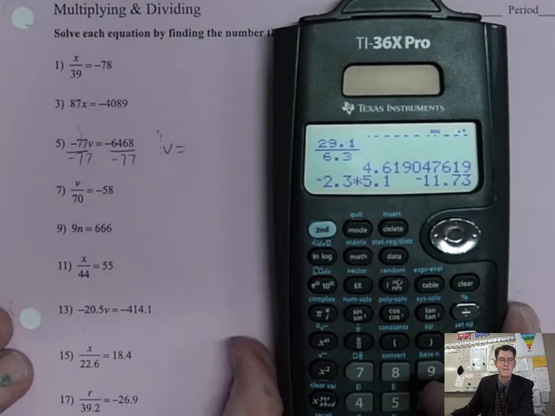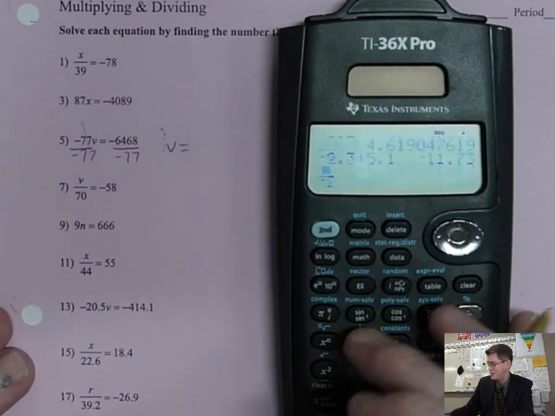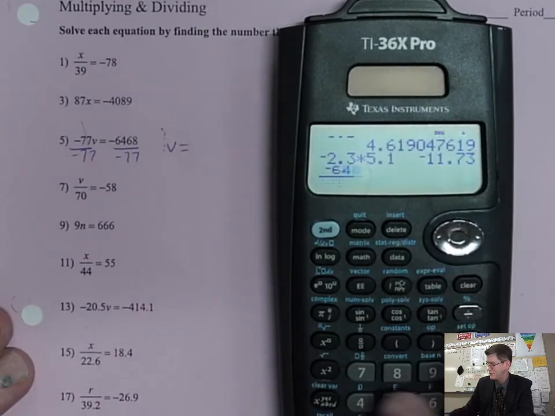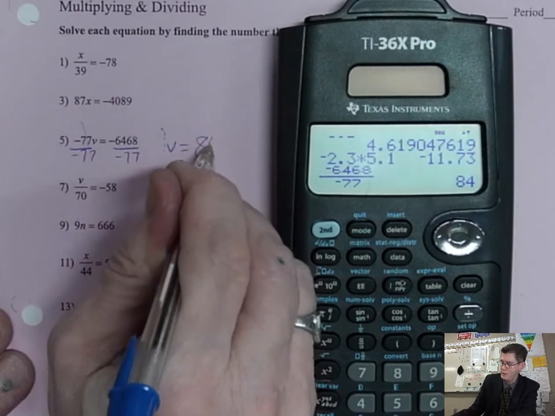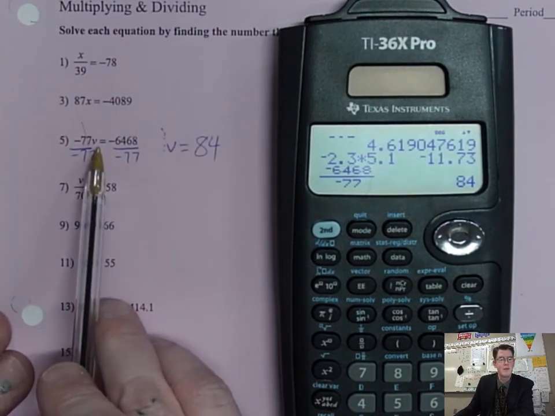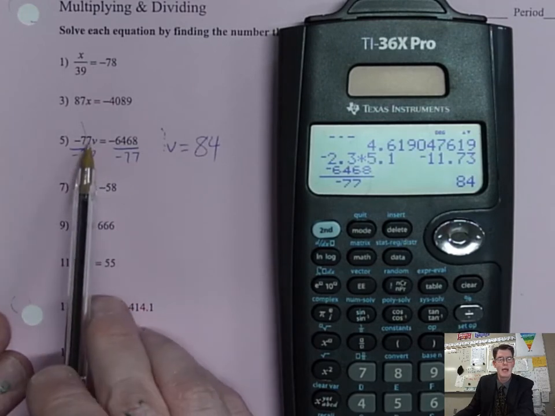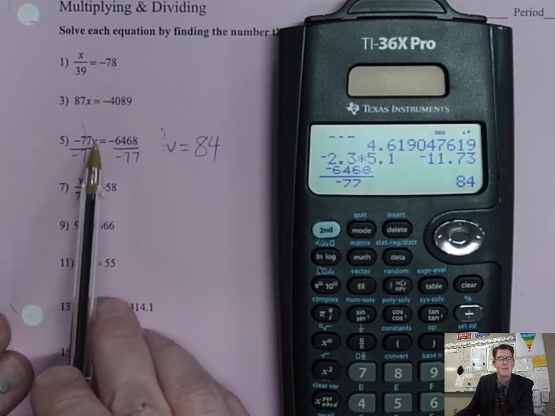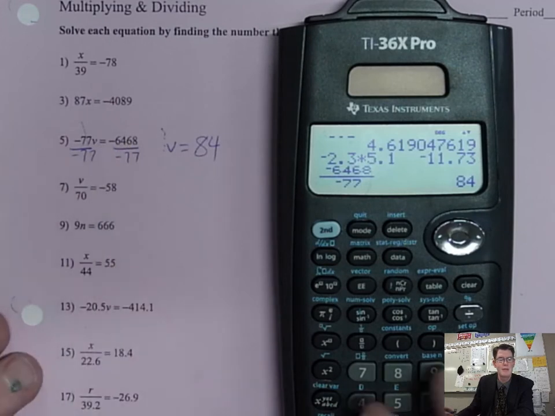Negative 6468 divided by negative 77. Negative 6468 divided by negative 77. Calculator does the hard part. We're left with 84. V equals 84. This V number right here is 84. I could put 84 in there, negative 77 times 84, and we'd get that number.